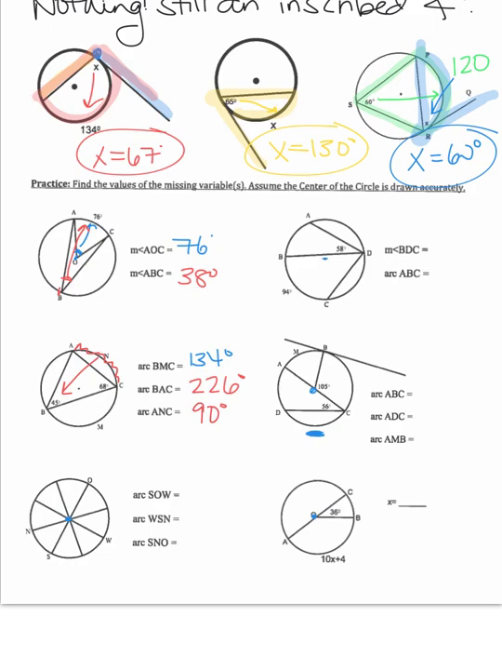Now, if I look at this next one, the only way I can solve anything is assuming all of these arcs are congruent. So I'm going to do 360 divided by 1, 2, 3, 4, 5, 6, 7, 8. So 360 divided by 8 is 45. So each of these angles is 45.